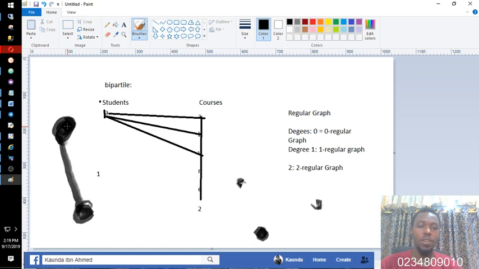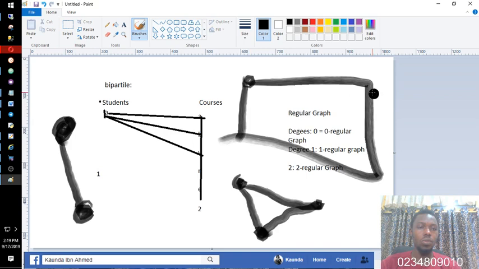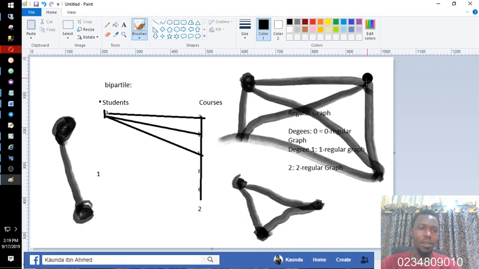If you draw a triangle something like this, they all have degree of two. So that is a two regular graph. If you do this, it's still a two regular graph, because they all have two. This is also a cycle. And if I do something like this, this will now be a three regular graph, because they all have vertices of degree three.